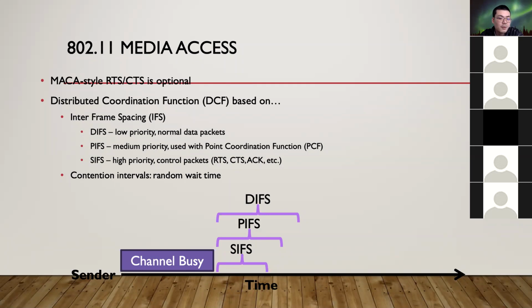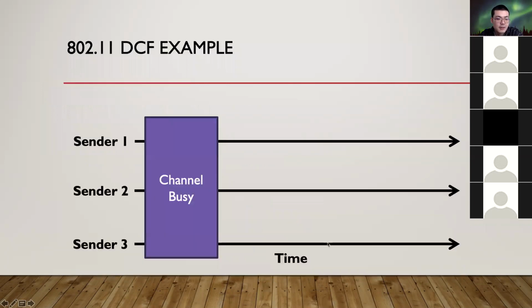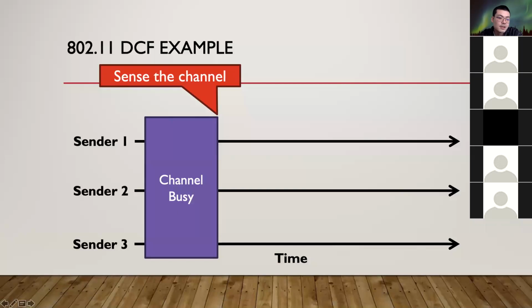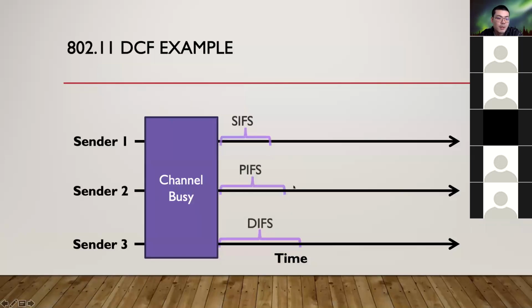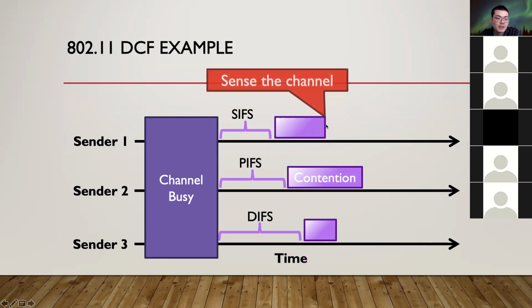Why do we have this difference? Think about it. Here's an example. Let's say you have contention, but SIFS is high priority, so it will try to send first, right? You sense the channel and you transmit the data. But if someone sends at lower priority, here's the example. You sense the channel, and first the channel is busy, so you cannot do anything. But sender one may be the highest priority, so you wait for less time, and then you start to enter this contention detection group. And then you find, hey, things are going fine, right?